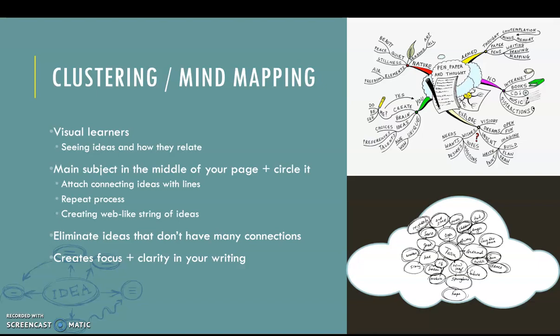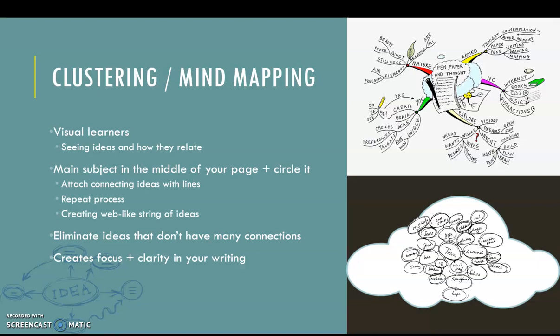Next, a very useful strategy for pre-writing is clustering or mind mapping. This method is also useful if you are just getting started on your assignment and feeling a little bit lost. It can be very useful for visual learners who benefit from seeing all their ideas and how they relate. To use this strategy, write your main subject in the center of the page and circle it. Then, as you think of ideas that relate to your subject, write them down around the main subject, circle them, and use lines to attach them to the main idea and connecting ideas.